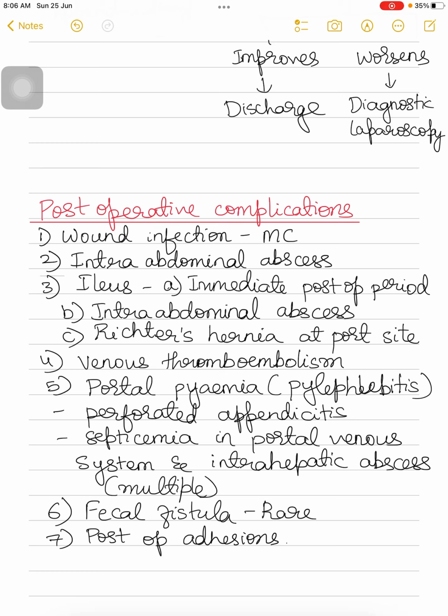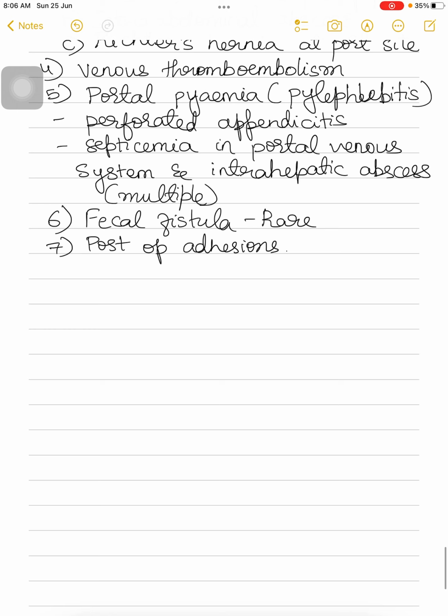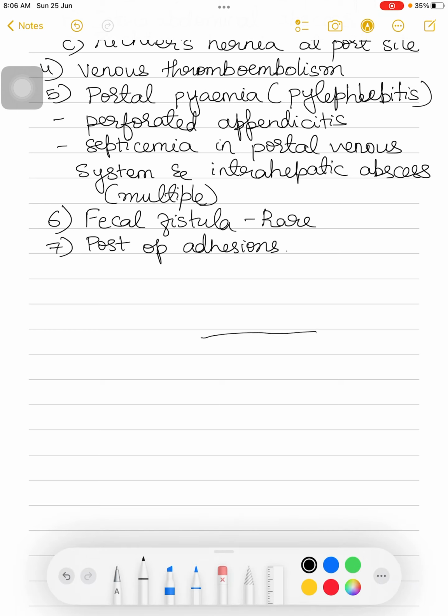There could be post-operative ileus. That could be because of the immediate post-operative period, or the presence of an intra-abdominal abscess, or Richter's hernia. Richter's hernia is where a part of the circumference of the bowel gets obstructed at the port site.